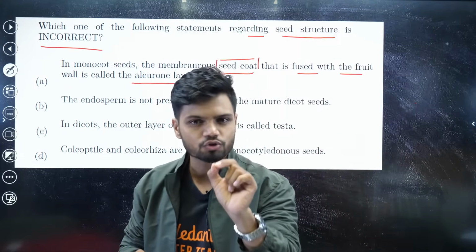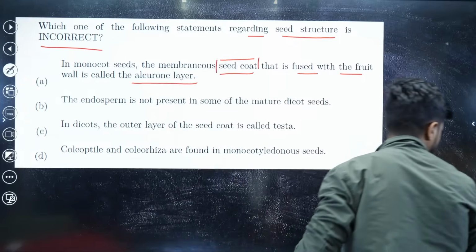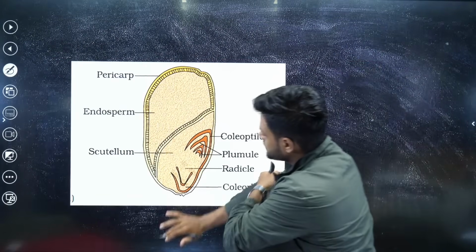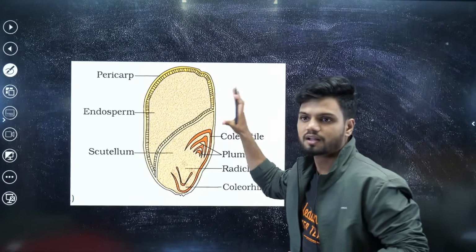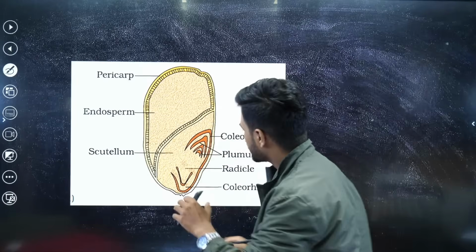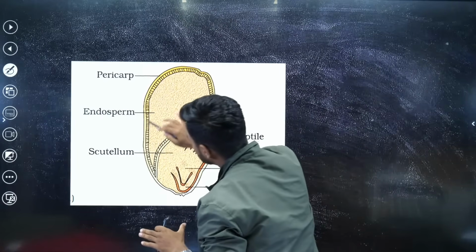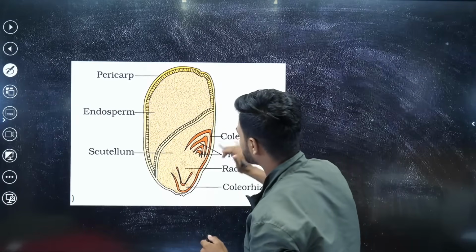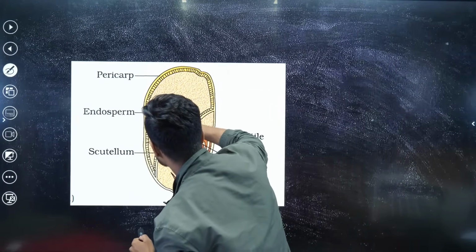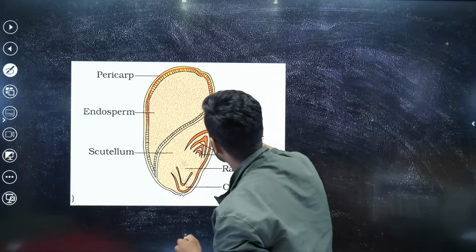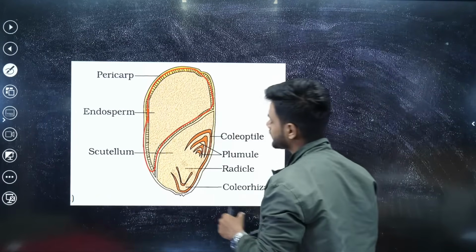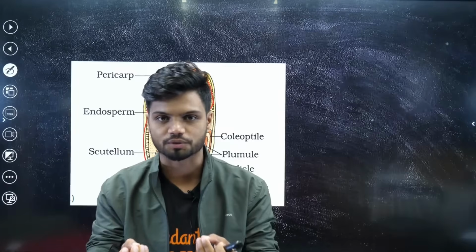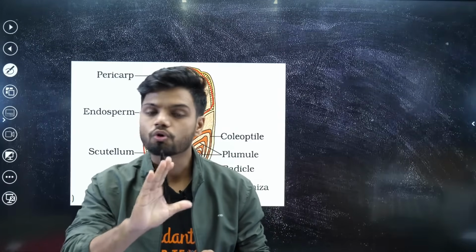Let me show you the diagram and you should be able to answer on your own. See the diagram. This is the structure of the monocot seed. Where do you see the aleurone layer? Can you see this layer right here? This is your aleurone layer. Now, this aleurone layer is not required for separation. The aleurone layer is required for nutrition, not for separation.